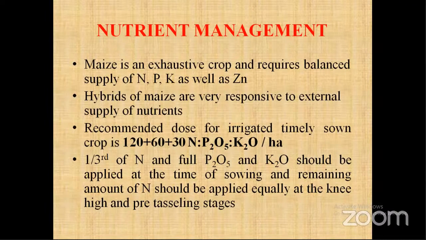Sir, you are not audible. Sir, at which stage is the 40 applied? The first 40 should be applied at the time of sowing. Next, 80 kg is remaining. That means again 40 should be applied at the time of knee-high, and the next one third, that means 40, should be applied at the pre-tasseling stage. Okay, sir. Thank you.